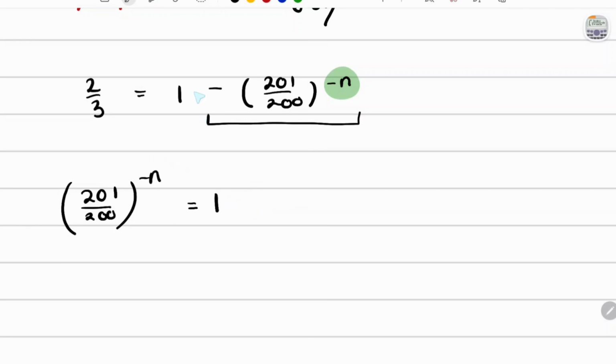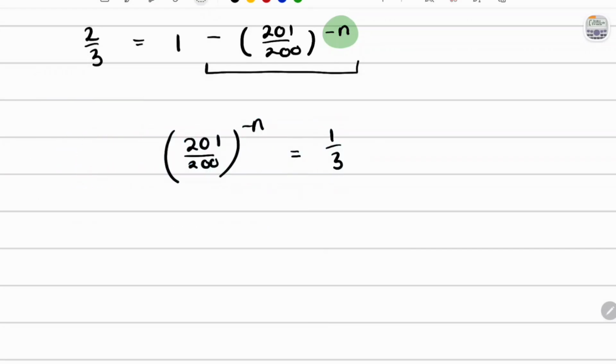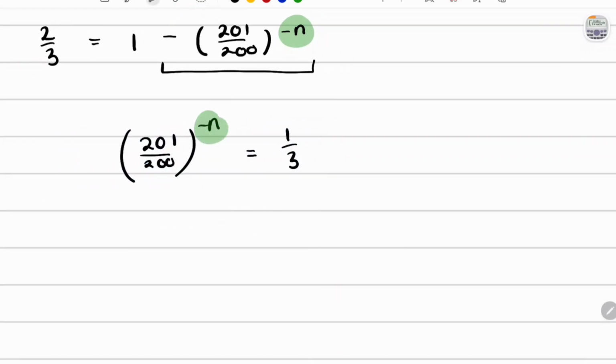And then you have 1 still on the right hand side, and on the left we're taking the 2 over 3. If you say 1 minus 2 over 3, it's like saying 3 over 3 minus 2 over 3, which will give you 1 over 3. So this is what we have. This is our equation, and we're really just trying to solve for n.